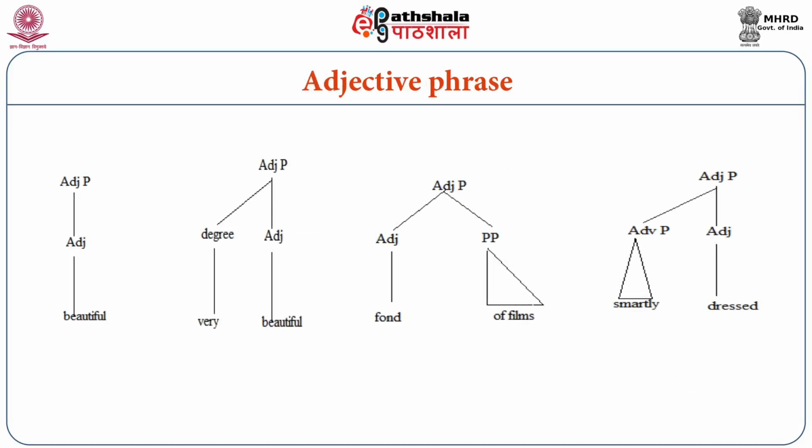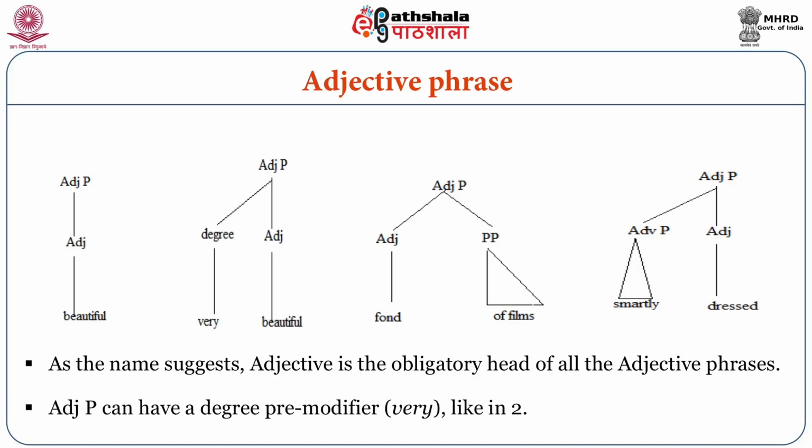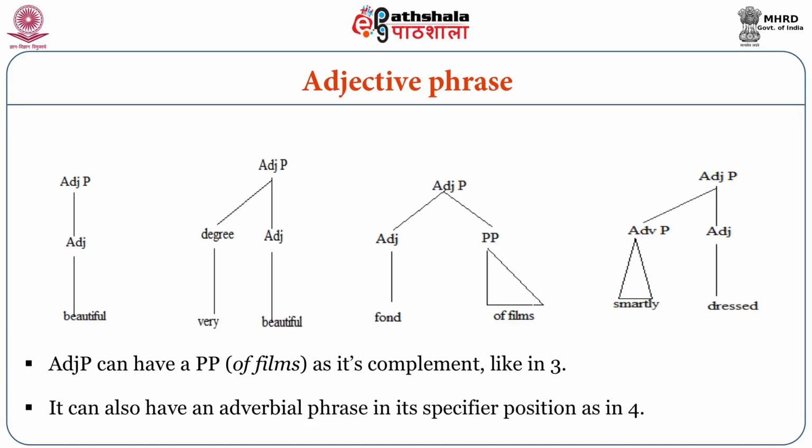Now see all these four diagrams, they are the adjective phrases. As the name suggests, adjective is the obligatory head of all the adjective phrases. An adjective phrase can have a degree pre-modifier, very, like in figure number 2. An adjective phrase can have a prepositional phrase, of films, as its complement, like in figure number 3. It can also have an adverbial phrase in its specifier position as in figure number 4.